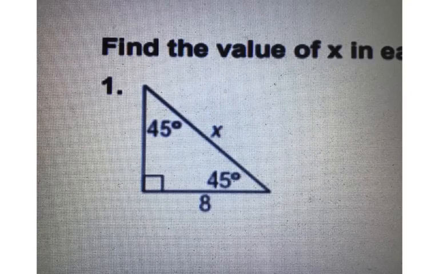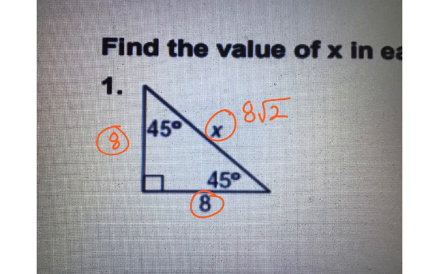Okay, give this number 1 problem a shot. Pause the video. So hopefully again, by now you're going, oh, this is easy. If that's 8, then this has got to be 8, right? And then the x is simply going to be 8 times the square root of 2. The hypotenuse, guys, is always square root of 2 times bigger than the legs. Pause the video if you need to.